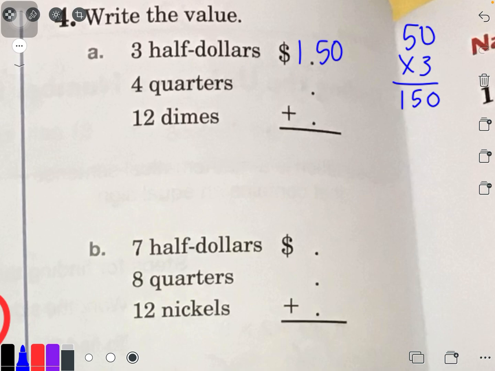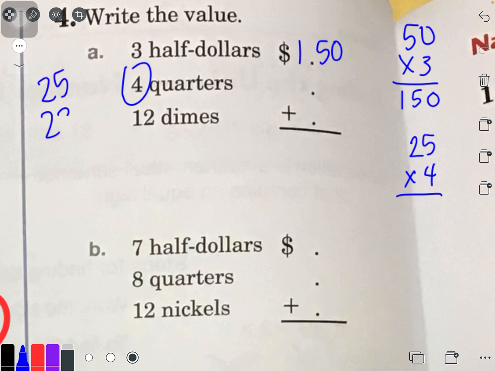Do you know what 4 quarters equals? Well, I know that a quarter equals 25 cents, but I've got 4 of them, so I'm going to multiply it by 4. I know I can do 25 plus 25 plus 25 plus 25, but no. The 4th grade way of doing it, even though you're not 4th graders, but you want to start thinking like one, is 25 times 4. 5 times 4 is 20. 2 times 4 is 8. 8 plus 2 is 10, but it's not 100, it's $1. They put the decimals there for you.